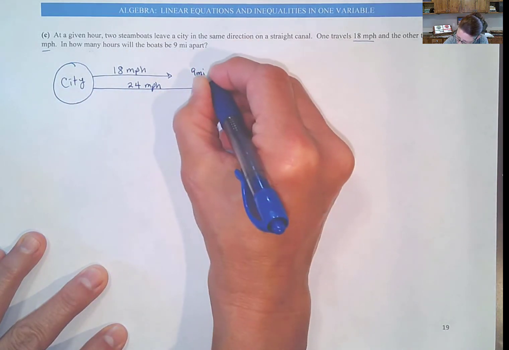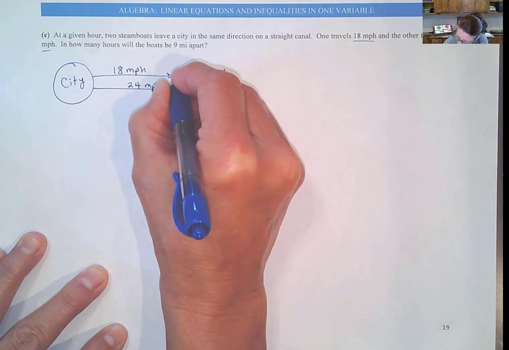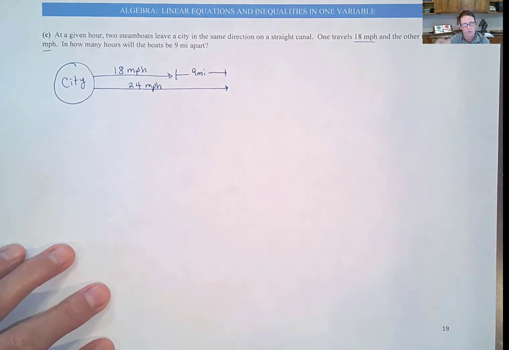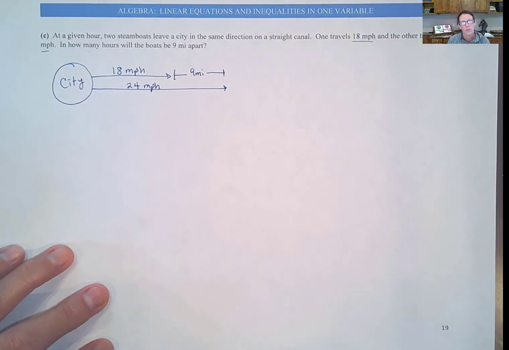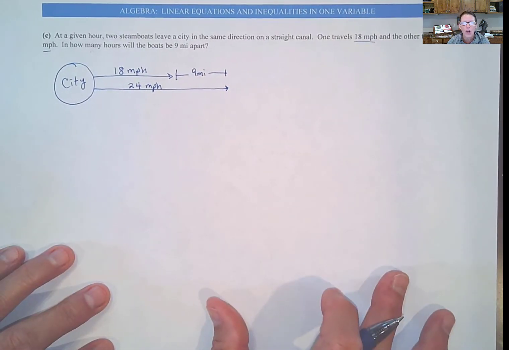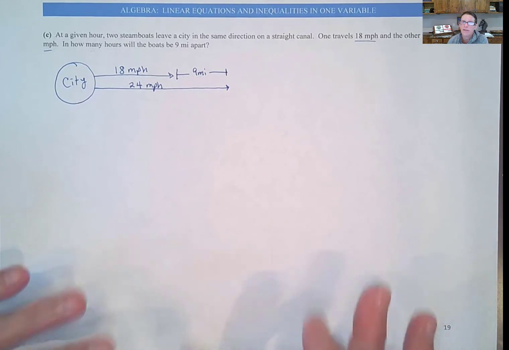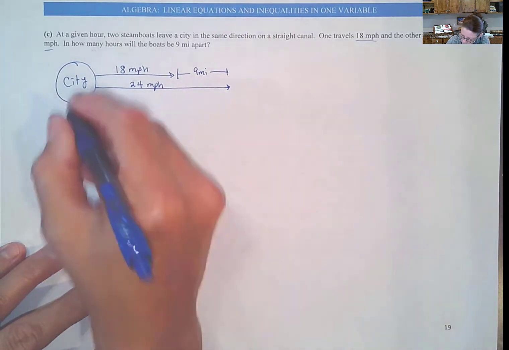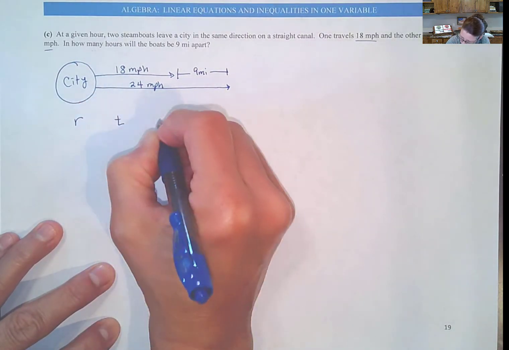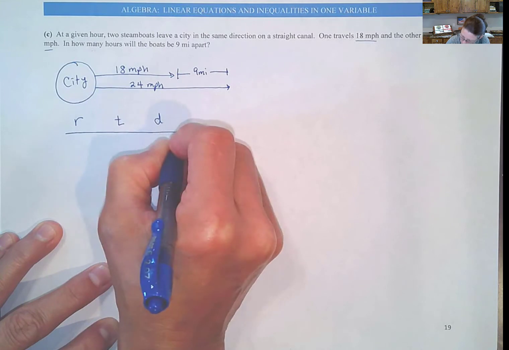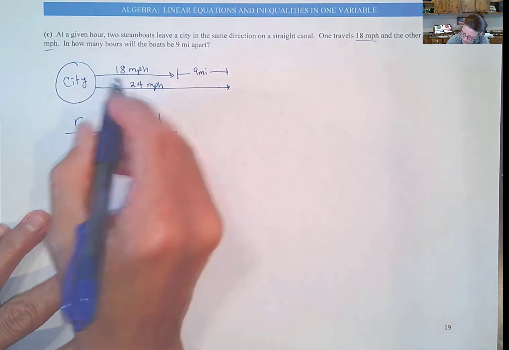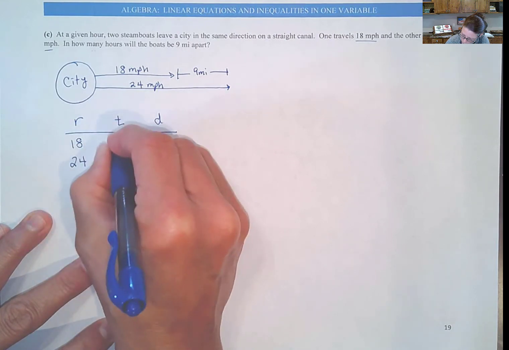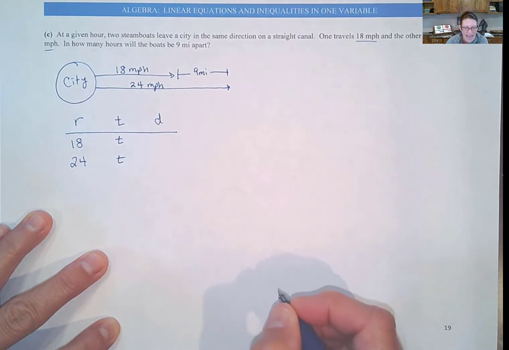So when is this difference between their distances going to be 9 miles? So in this case, we're going to subtract distances, where previously we added them together. How do we know if we're going to add or subtract the distances? You've got to draw a picture and make sense of the problem to know. I'm going to go ahead and use a table again to summarize information. The rates are 18 miles per hour and 24. We're solving for time. That's the question asked.